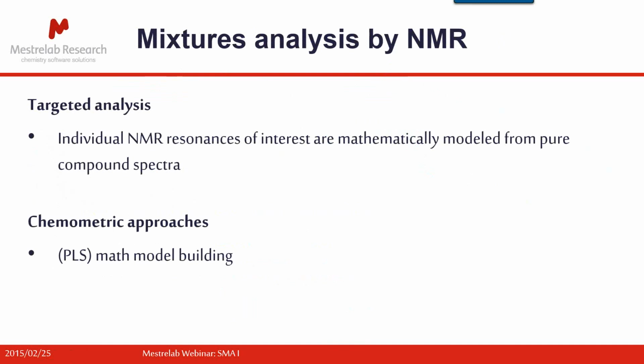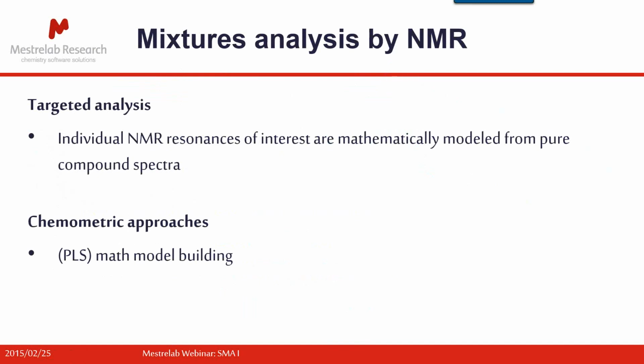Okay, so what sort of approaches can we take using NMR when it comes to mixture analysis? I've broken this down very, very roughly into two. The first of these is the targeted analysis approach, where one tries to find individual NMR resonances that are attributable to a particular component of the mixture, and then you derive some sort of mathematical way in which to convert that interval, if you like, into some form of quantification.